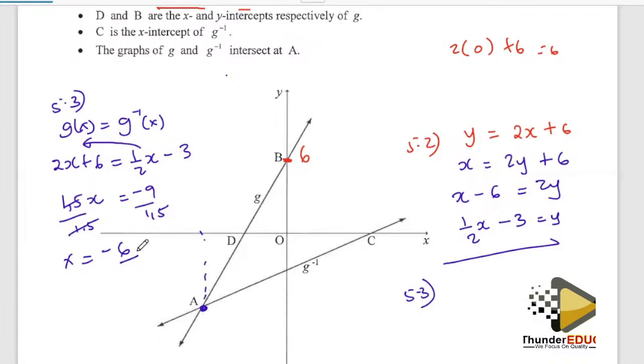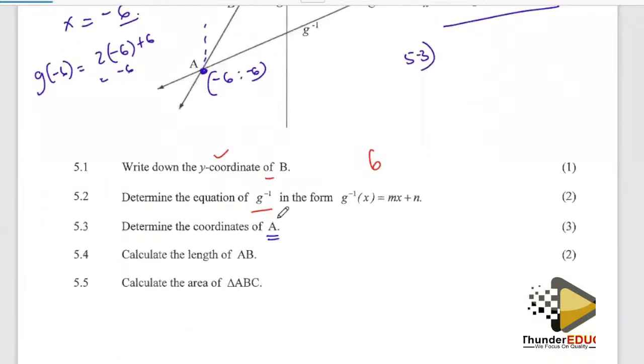Then I need to replace this negative 6 into the equation of g, or its inverse. So that's going to be 2 times negative 6 plus 6, which is also going to be negative 6. So it's a negative 6 and a negative 6. So that is negative 6 and negative 6.